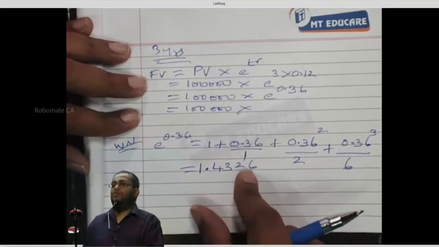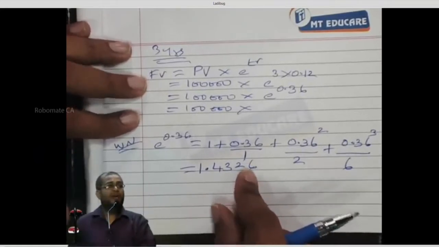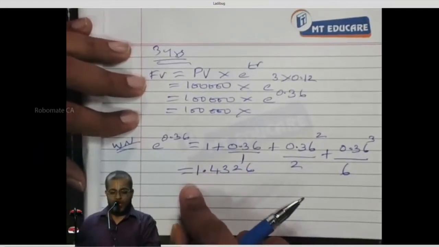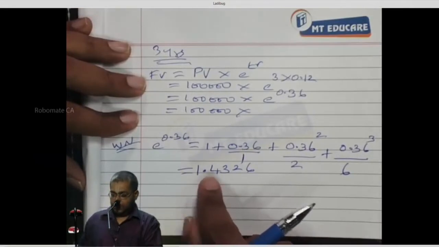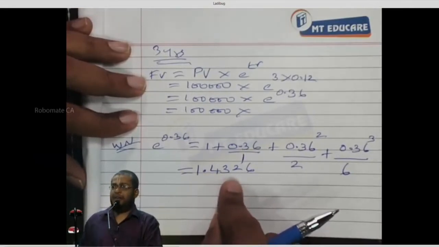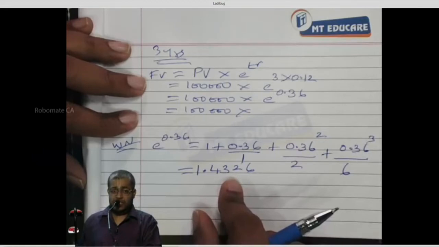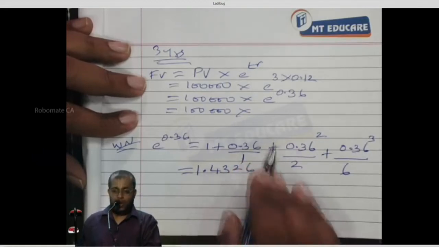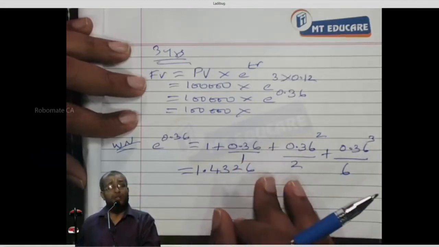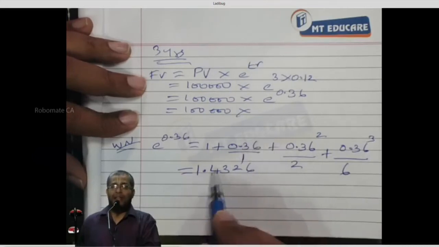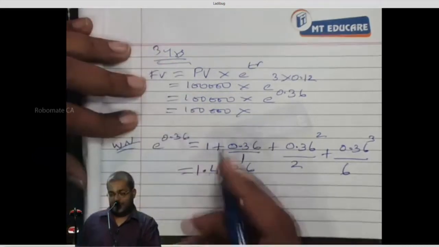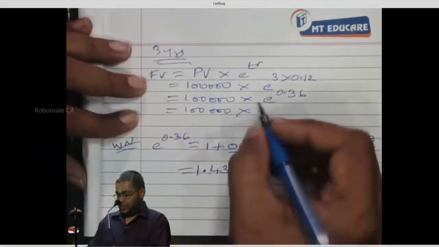1.4326. Very simple. 1 rupee deposited today will become 1 rupee 43 paise approximately after how many years? 3 years. If I compound that at 12% continuously. If I compound annually, the money will be much lesser.